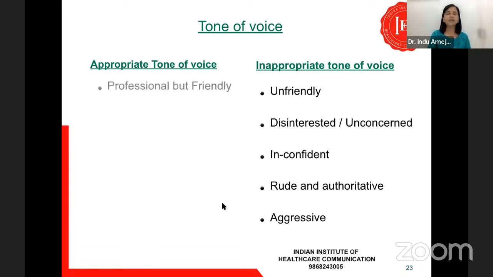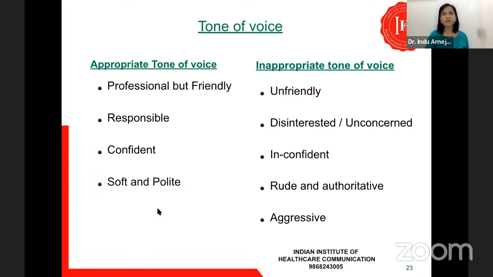In a professional setup, I think we all have to remember that we have to be professional but friendly. We don't have to be rude, we don't have to be aggressive. Whatever patients or their family members ask for, we cannot show that I'm not interested or I am unconcerned. We have to act responsible. If I don't know the answer, I will have to say, let me find out and come back to you. But I can't say, I don't know, go and find yourself. Confident, because ultimately the patient would trust you if you sound confident. And confidence comes from your knowledge, your experience, your practice, and of course, communication skills.